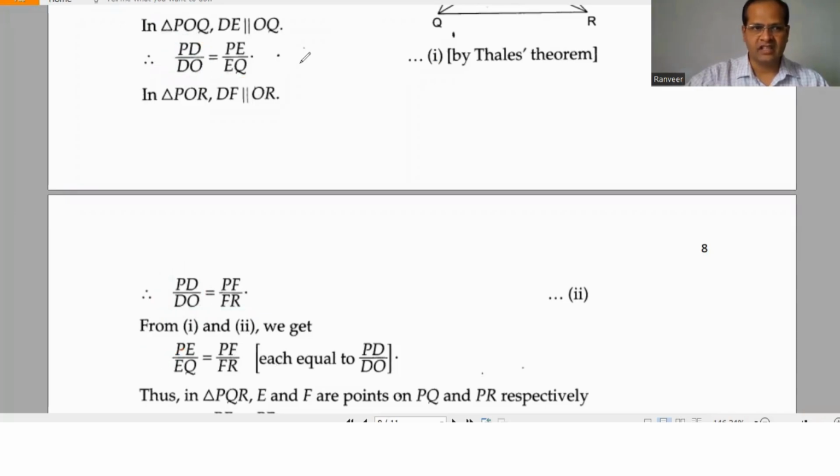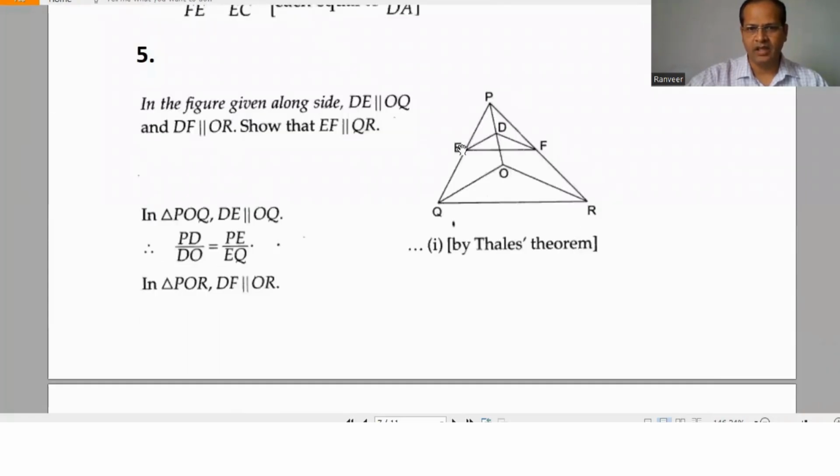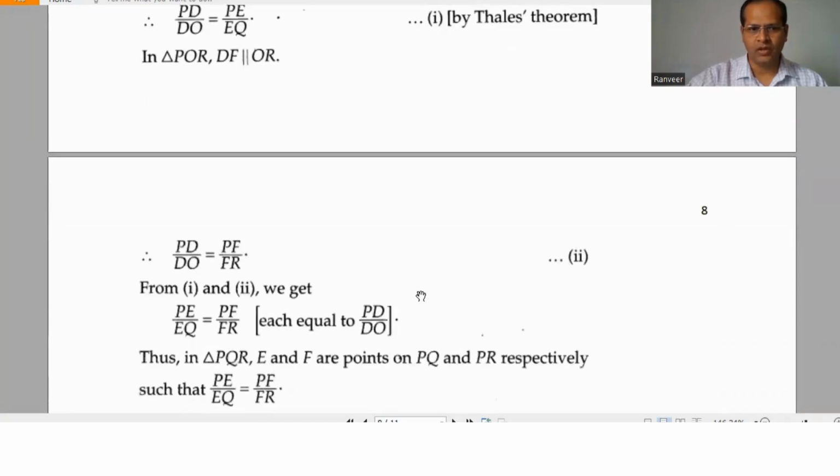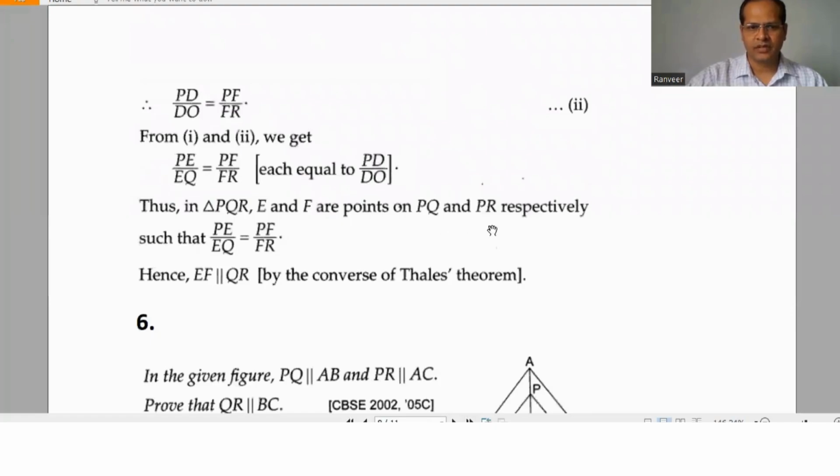If we see this ratio in the triangle PQR, PE by EQ equal to PF by FR, then definitely EF is parallel to QR, because of the ratio PE by EQ equal to PF by FR. Based on that, we can write EF is parallel to QR. This is the reverse of Thales theorem, the converse of Thales theorem.